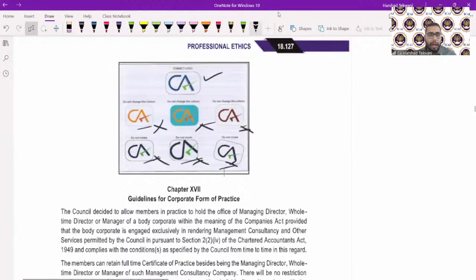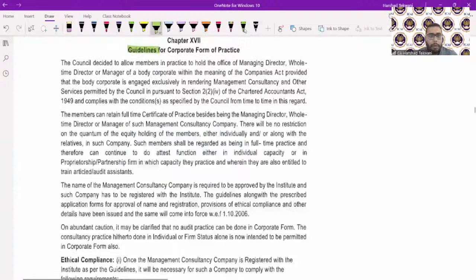Okay. Then coming to the next one. Corporate form of practice. Like when there is a management consultancy company that we discussed as of now, which is allowed, that we saw in the question also. So council has allowed members in practice to hold office of MD or whole-time director or manager of a body corporate, which is a company, exclusively rendering management consultancy or other allowed services or permitted services.